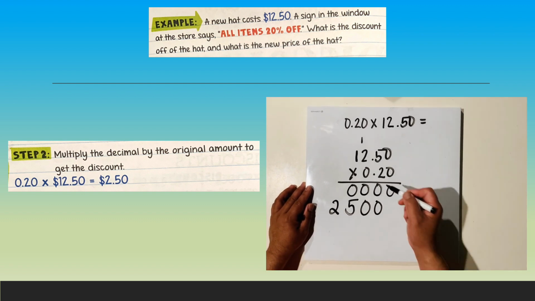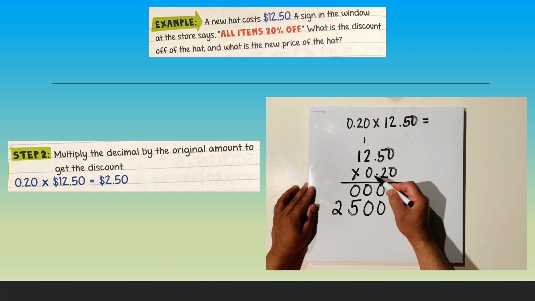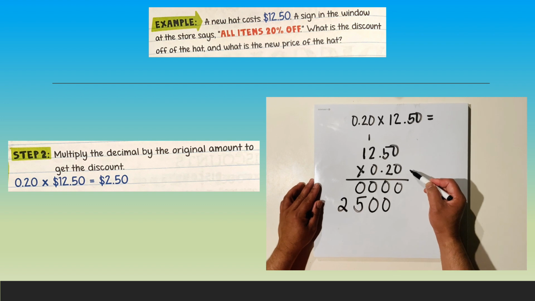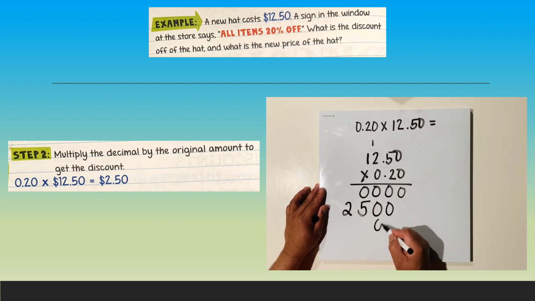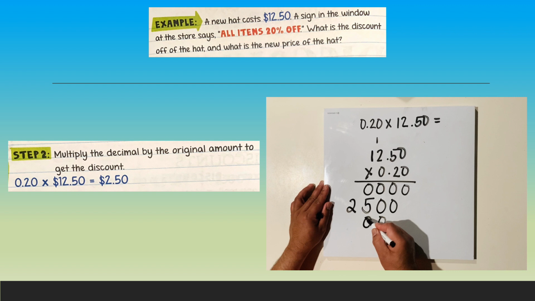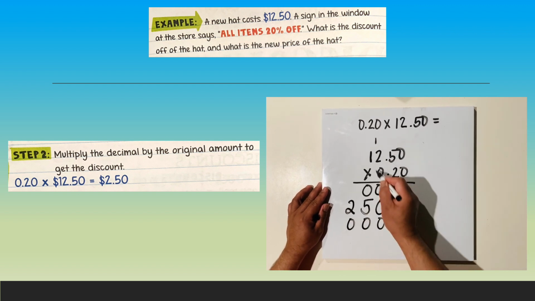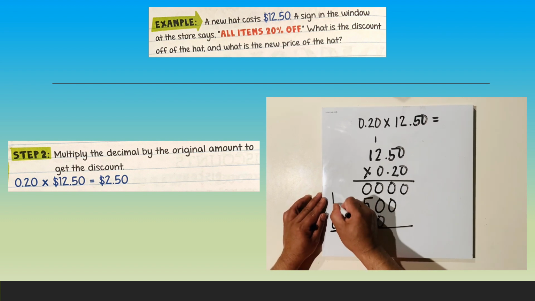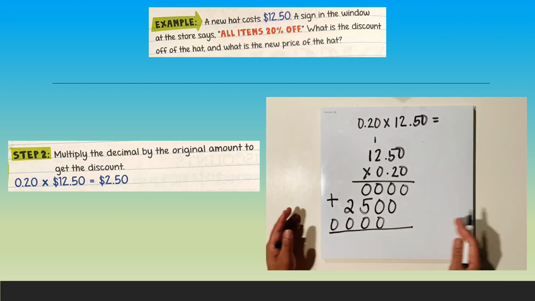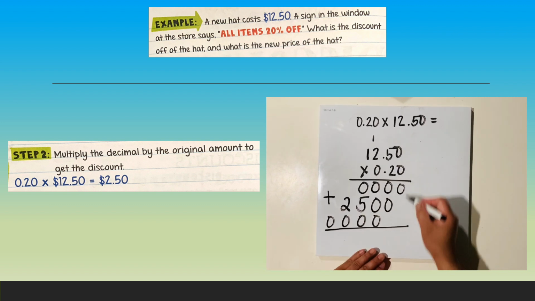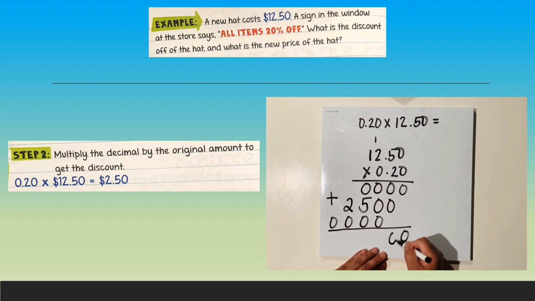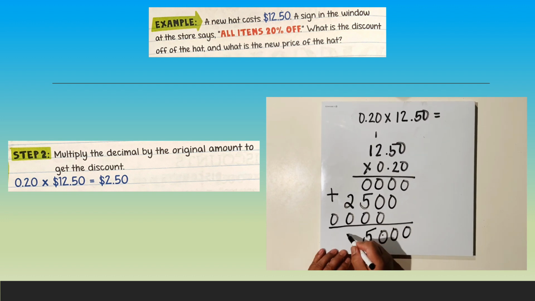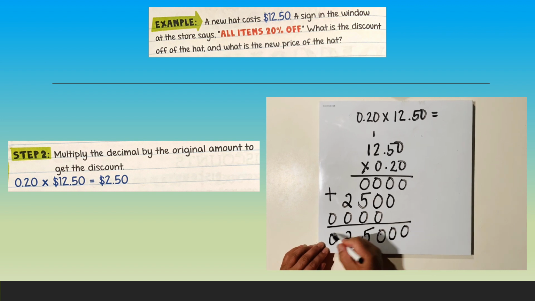Let's move to the next digit. This is 0, and any number multiplied by 0, the result is 0. 0 times 0, the answer is 0. 0 times 5, 0. 0 times 2, 0. And 0 times 1, 0. What is the next step? You need to put a plus sign. In other words, you need to add all the partial products. So you will have 0 here, and 0, and 0, and 5, and you have 2, and then write 0.